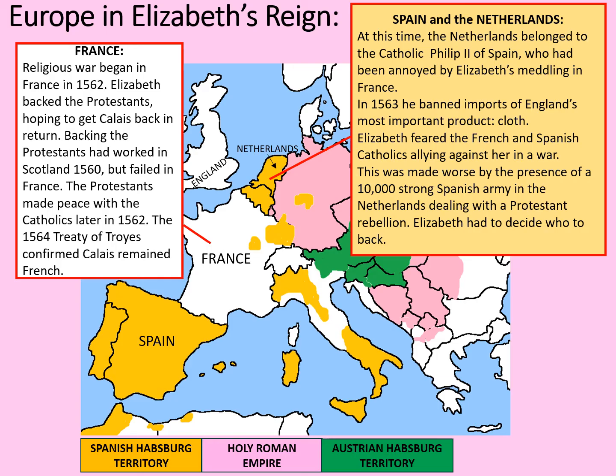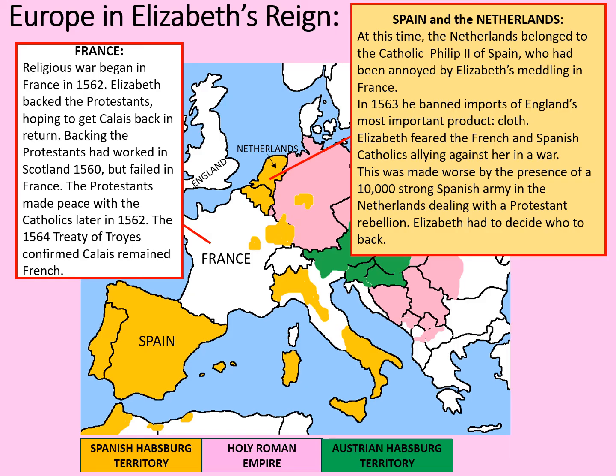But what about Spain and the Netherlands? You can see the Spanish Habsburg territory is dotted all over Europe, so this is a powerful and widespread empire which has got influence in lots of different nations. At this time, the Netherlands belonged to the Catholic Philip II of Spain, who had been annoyed by Elizabeth's meddling in France. In 1563, he banned imports of England's most important product, cloth. In fact, that represented about 80% of all of the products which were exported from England, so massively significant.